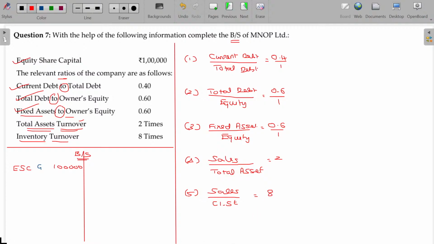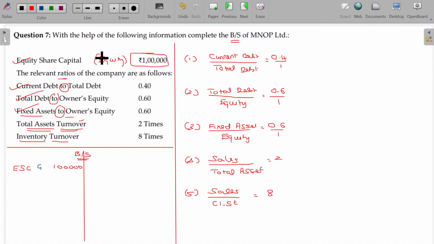So ratios seem to be pretty simple, but lots of guessing will be there, right? That's why students may get confused while writing the questions in the exams. Be careful. It is one of the easiest chapters to score better marks, but the problem is the guessing. Now, here we have been given only equity share capital. We assume this is the equity. We don't have any other resource. As I already told you, lots of assumptions will be there.